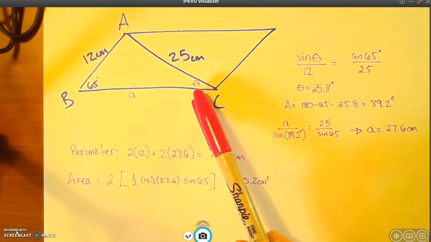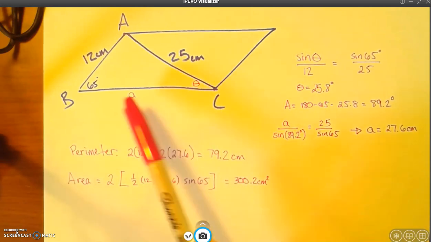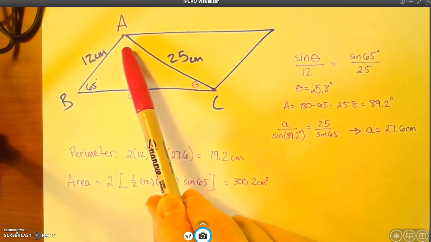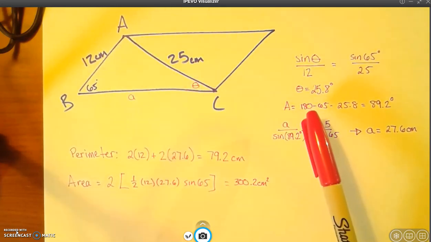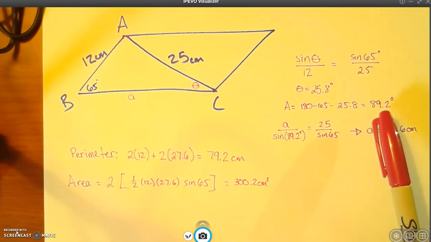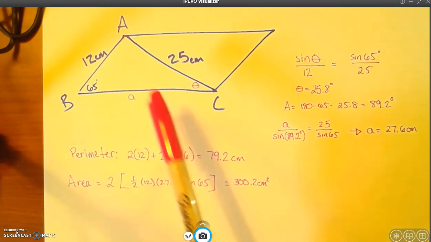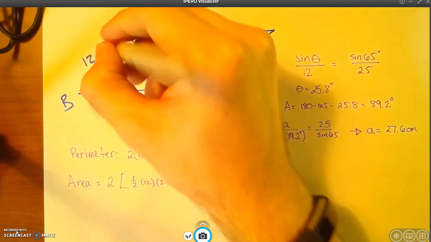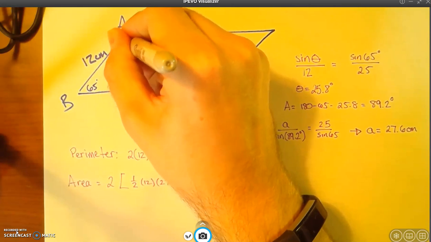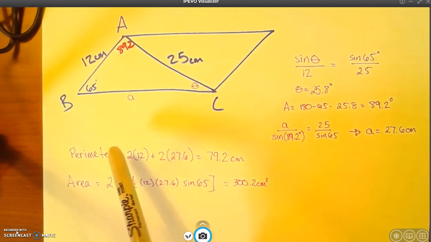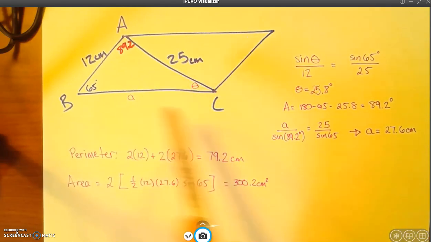Well, back to the triangle. If this is 25.8 and this is 65, subtract from 180, and now we can get this angle here, which would be 180 minus 65 minus 25.8, about 89.2. So now using this angle as 89.2, we can use another law of sines and solve for, finally, side A.